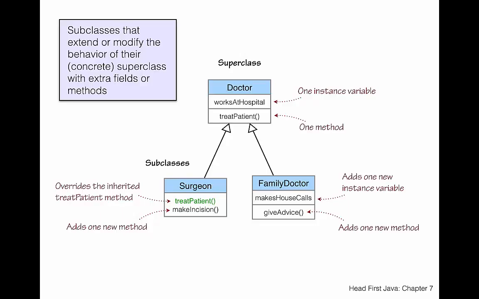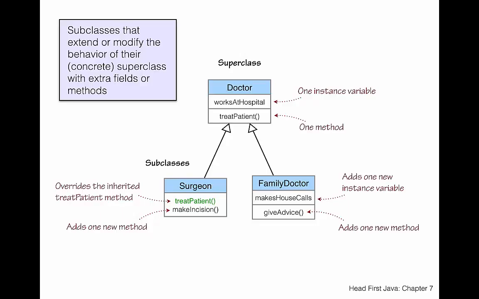There are two subclasses in this diagram. One subclass, surgeon, overrides the treat patient method, presumably because their treatment entails opening the patient up. The surgeon class also extends the doctor class with a new method called make incision, which perhaps is called by the treat patient method. The other subclass in this diagram is family doctor.